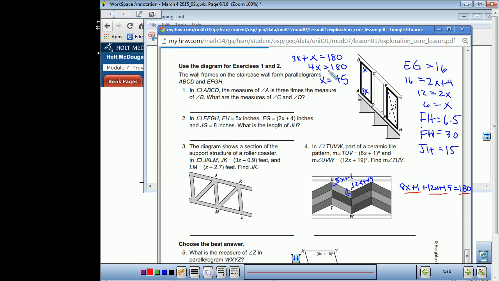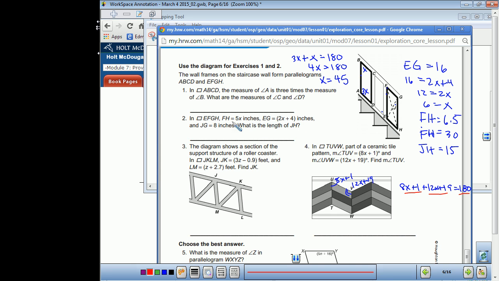Does that make sense? Okay, so these are all the same. So if this is 45 and 135, then this would be the same. Okay, somebody said 2.